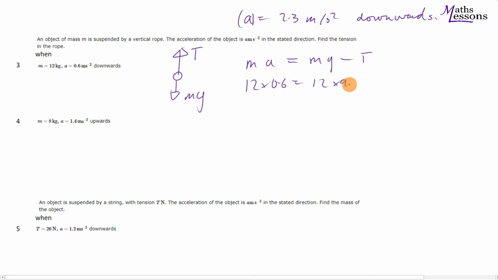So T will equal 12 times 9.8 minus 12 times 6. And when you've done all of that, it should come out to be 110.4 newtons. All right, moving on.